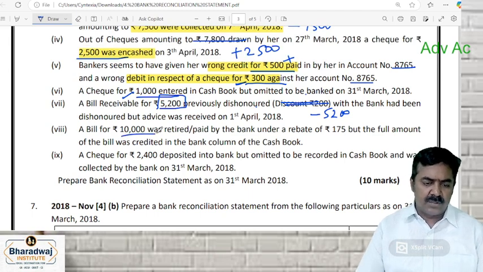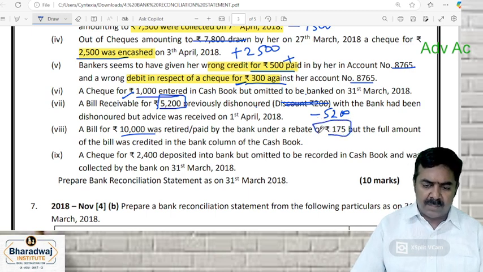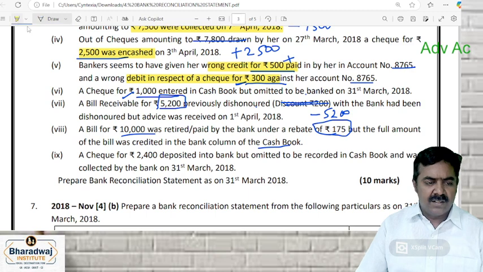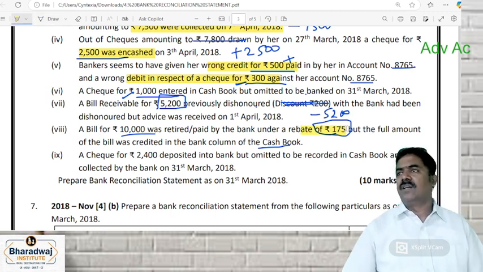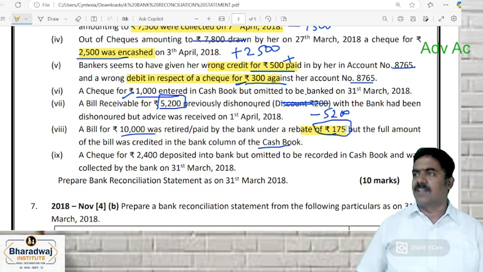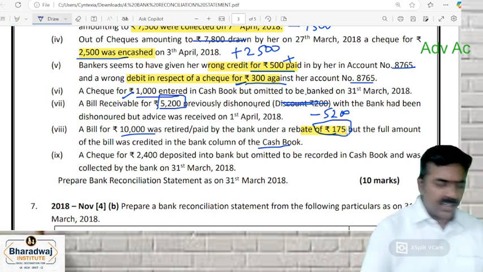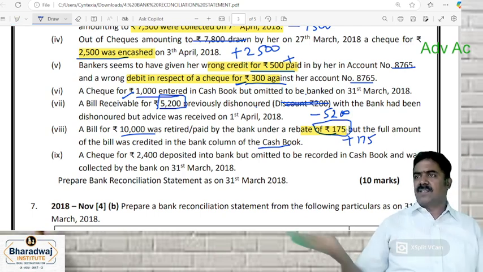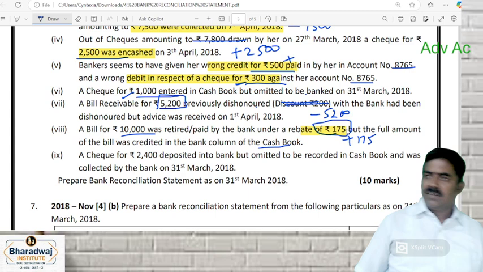Then a bill for 1000 paid by the bank 175 கம்மியா பே பண்ணிருப்போம். But the full amount has been entered in the cash book. Which means customer has deducted extra 175. We should also deduct it. Customer deduct பண்ணிருக்கா, நம்மளும் deduct பண்ணணும். Since OD is a starting point, what to do? Plus 175.